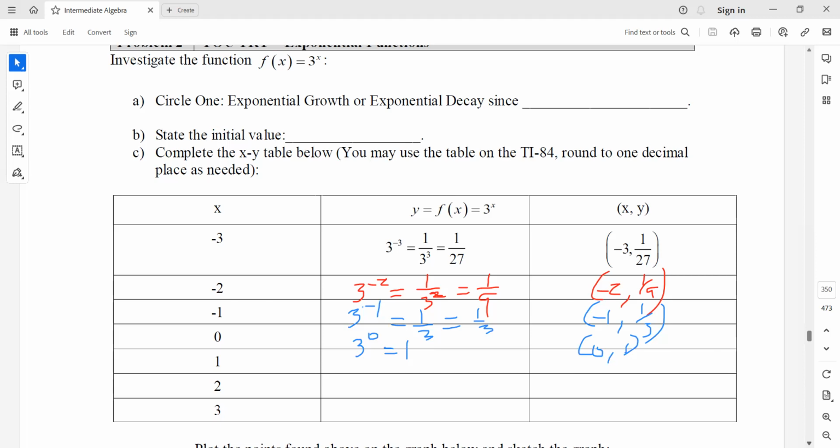So you keep going like that. When x is 1, you're going to have 3 to the power 1, which is 3. When x is 2, you have 3 to the power 2, which is 9. And x is 3, 3 cubed, which is 27. And that's it, okay?